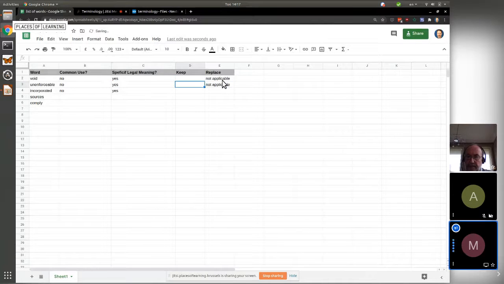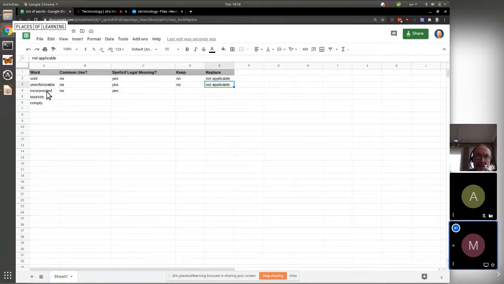So we replace these two words, the first two words, void and unenforceable, with the term not applicable. So basically, a tenant was successful in claiming that the terms of sale and rent-back agreement were not applicable because the precise terms of the agreement were not set out or incorporated.